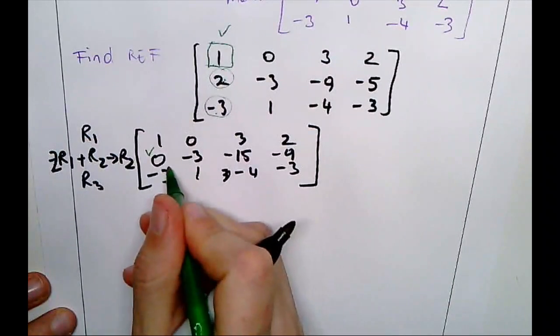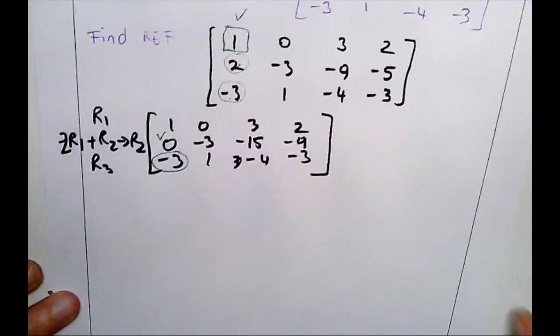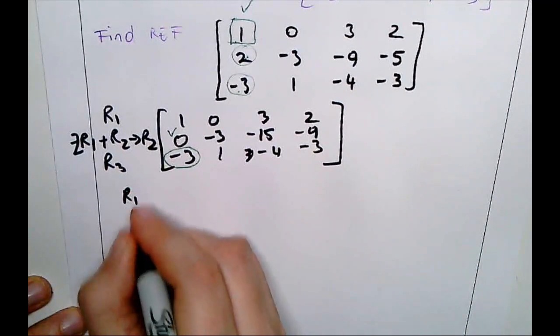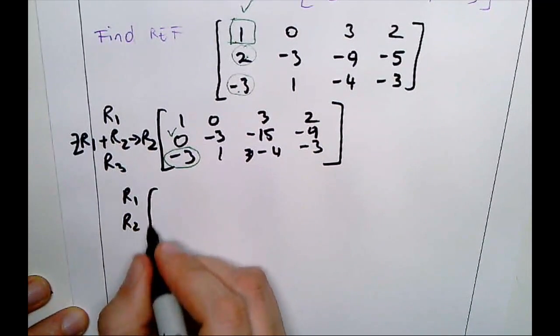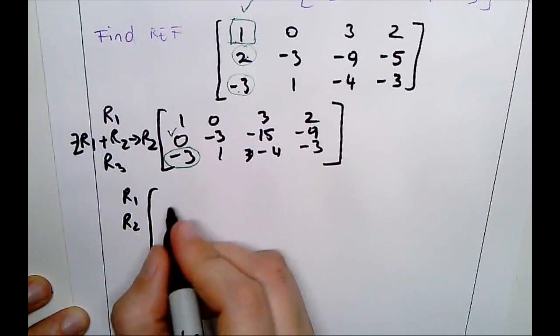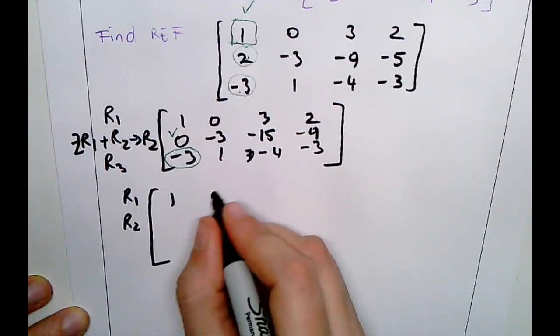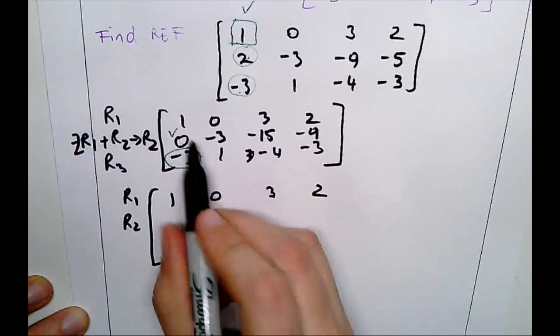My next step will be to make this one a 0. So row 1 stays the same, row 2 stays the same, and I'm going to change row 3. So let's copy row 1, 1, 0, 3, 2, and let's copy row 2.